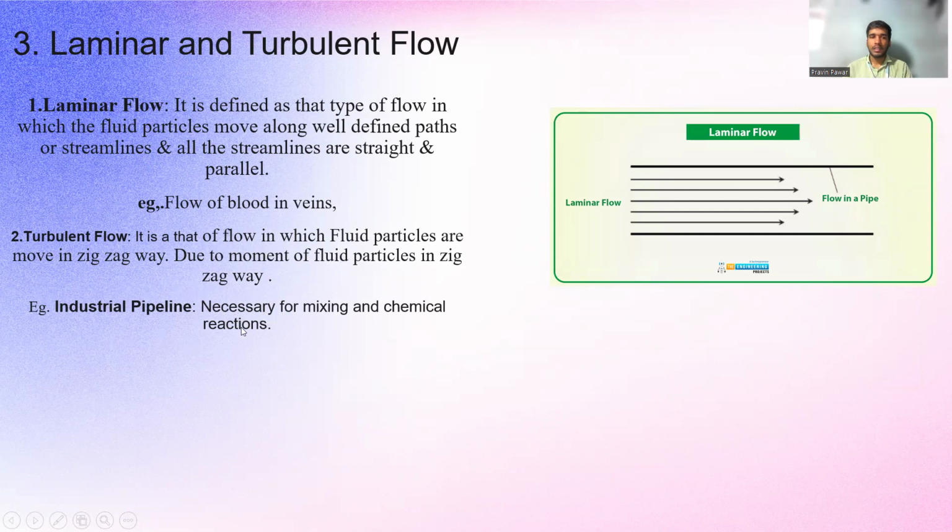In an industrial pipeline, turbulent flow is used because when we want to mix two or more types of chemicals together, we have to use turbulent flow, just because the flow moves in a zigzag way and intersects with each other.